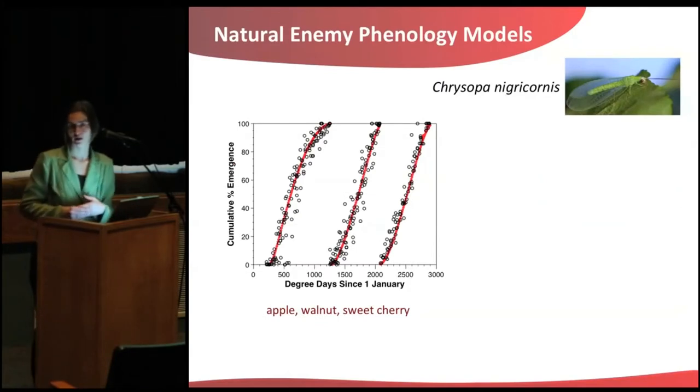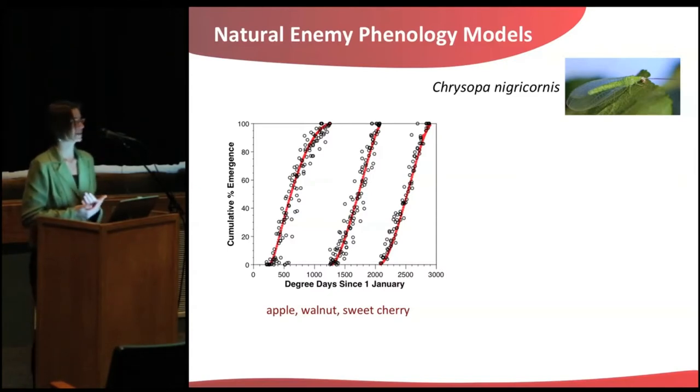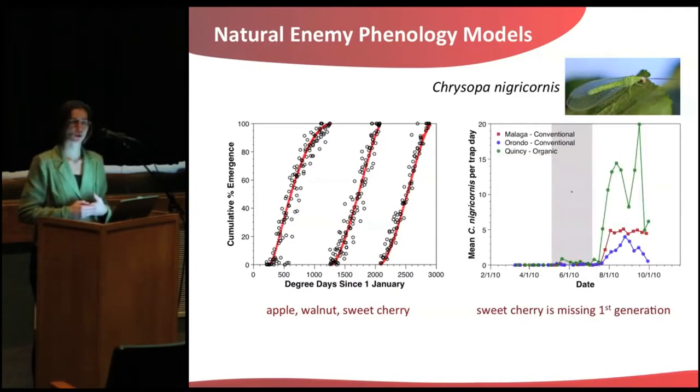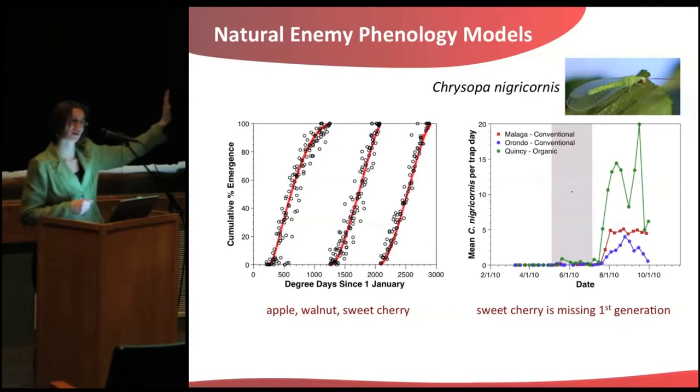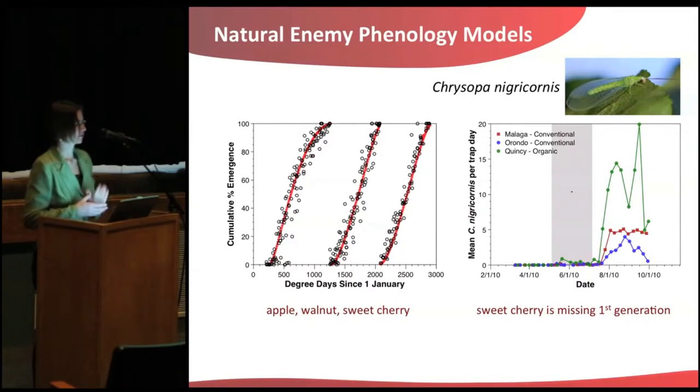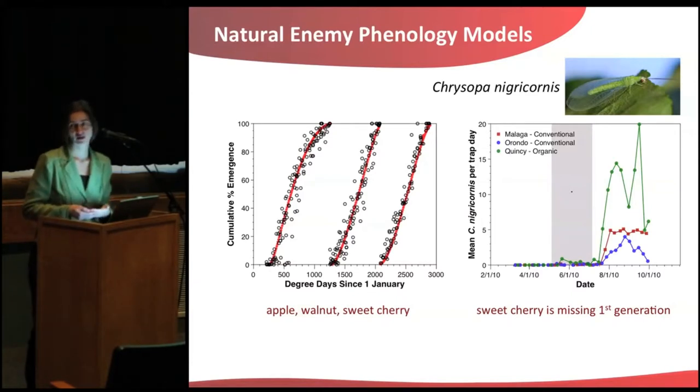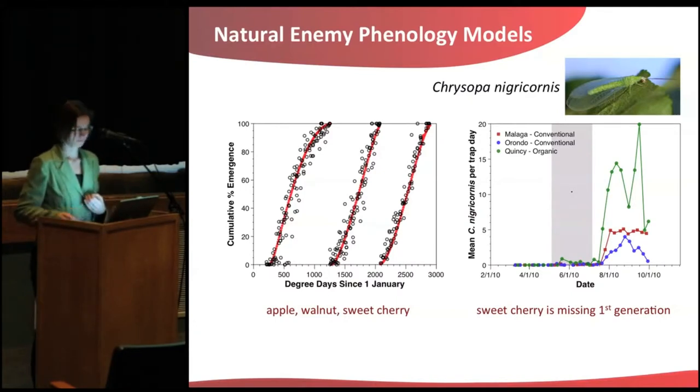What we learned from those models is that for this particular green lacewing, we have three generations or three flights in a year. So what does that matter to you? Well, if we go into a commercial orchard and we can monitor the green lacewing, and we know this is the time when we should expect the first generation, but we don't see it, we only see the second generation, we know something happened that made this generation disappear. Then we can go look back, knowing that some of the pesticides have negative effects on lacewings, and determine, was it caused by pesticide use?